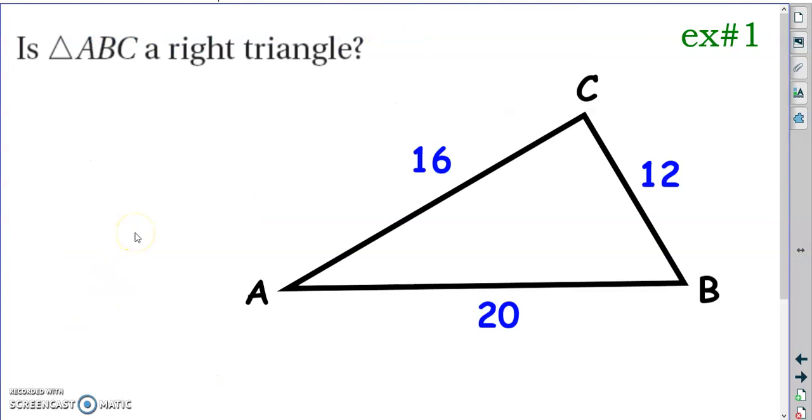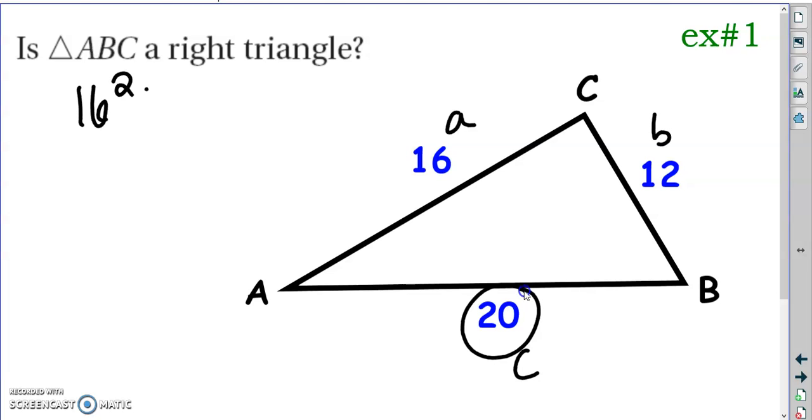So is this a right triangle? Well, we have to check. Does a squared plus b squared equal c squared? The hypotenuse is always the longest side, so this is how I know that 20 is c, and it doesn't matter which one we call a and which one we call b. Does 16 squared plus 12 squared equal 20 squared?